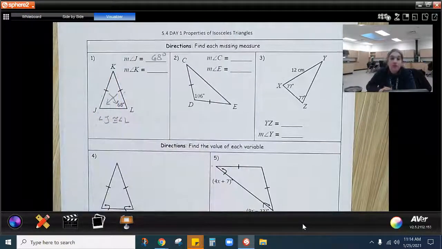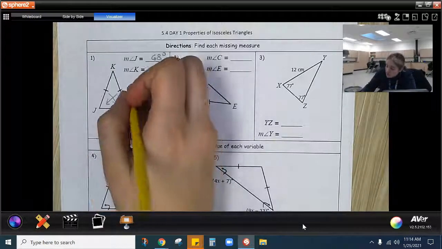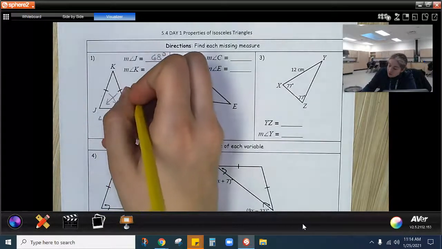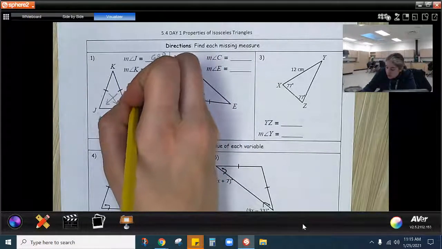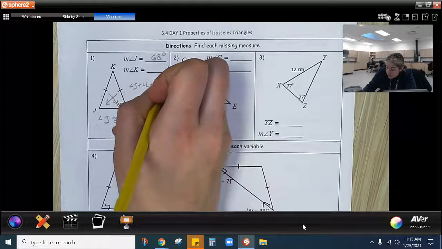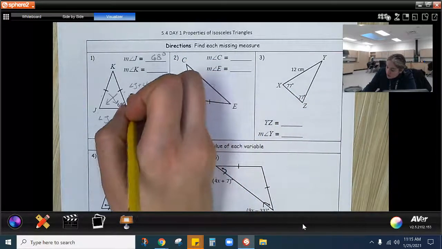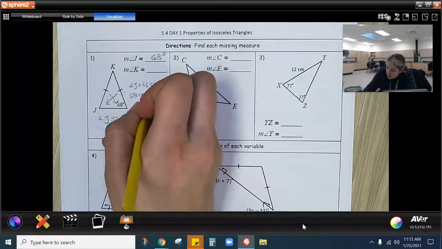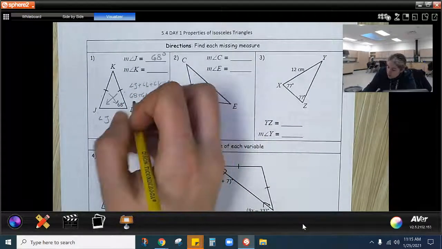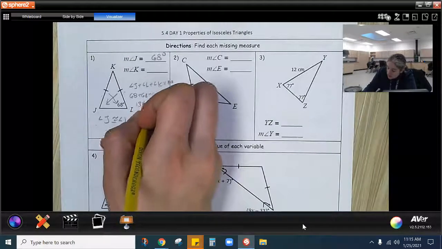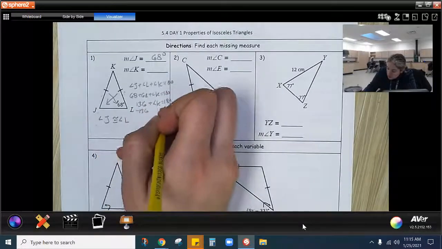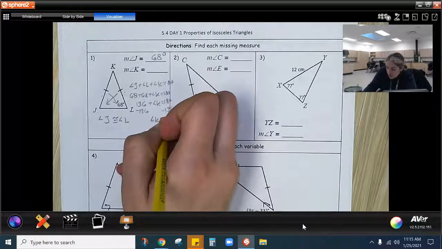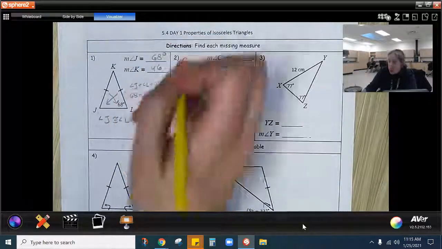We still need to figure out what the measure of angle K is. We have to think back to what we just talked about in 5.1, which was that all of these angles will add to make 180. So angle J plus angle L plus angle K equals 180. And we've got 68 plus 68 plus angle K is equal to 180. So that's 136 plus K equals 180. If I subtract 136 on both sides, we get angle K is equal to 46. So this is 46 degrees.